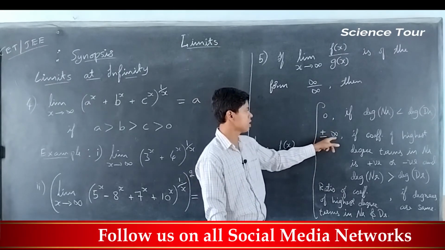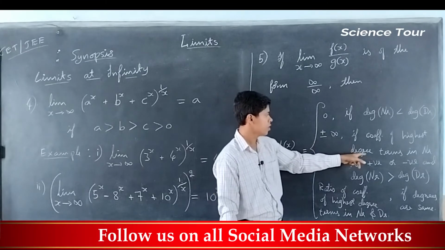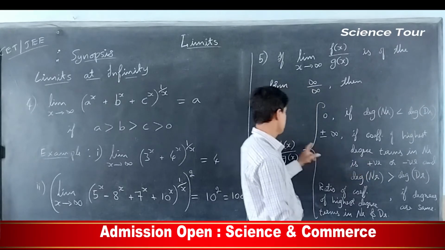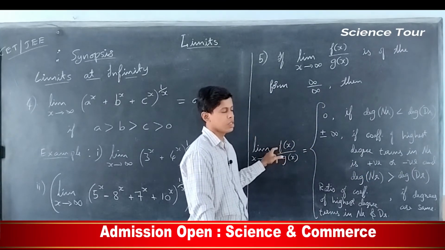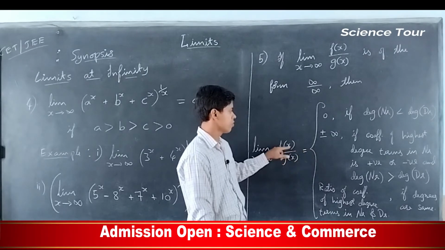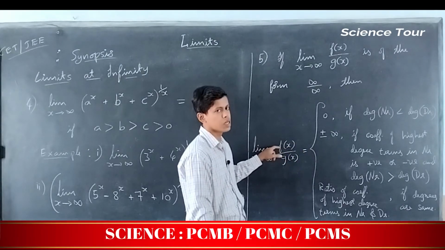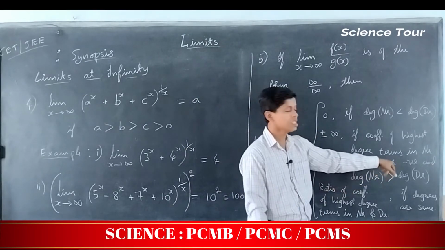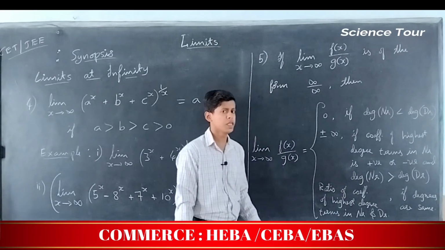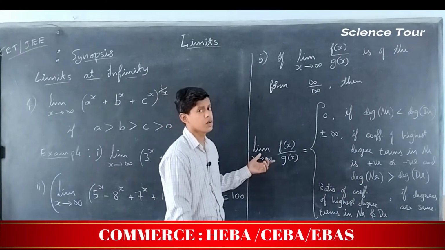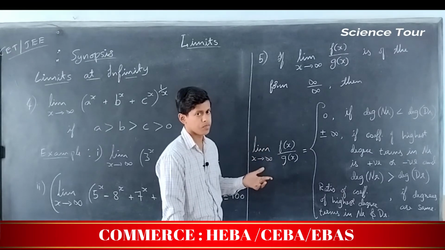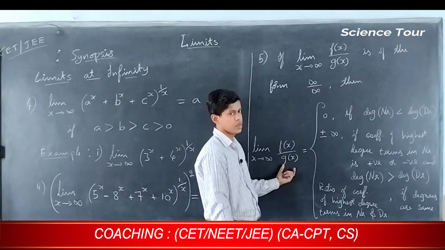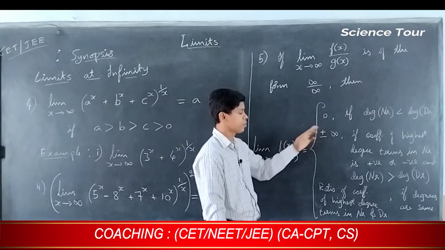Then it will be plus or minus infinity if the degree of the numerator is greater than the degree of the denominator. When will it be plus infinity? If the highest degree term in the numerator is positive, then it will be plus infinity. And if the highest degree term in the numerator is negative, then it will be minus infinity. The highest power of x is the degree. So you have x cube here and x square here, and the coefficient is positive, so we get plus infinity.